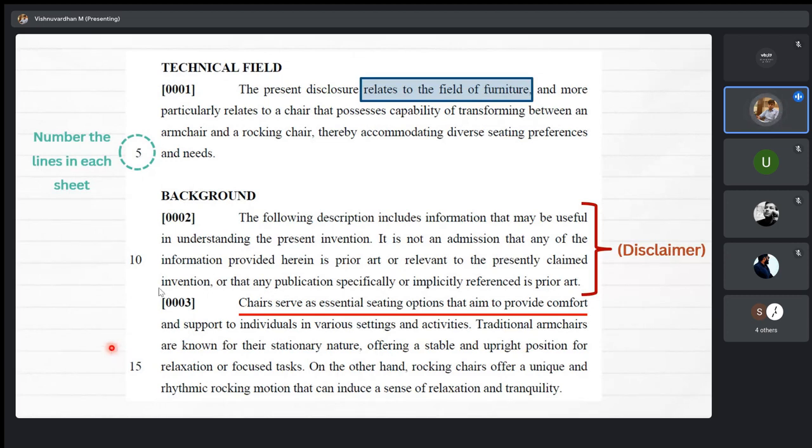That's about it. Okay. So field, what it says: the present disclosure relates to the field of furniture. Very narrow. They're not trying to play around. They have kept it vague. Not too close, not too broad either.